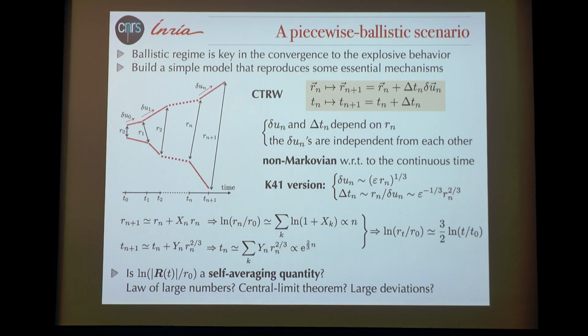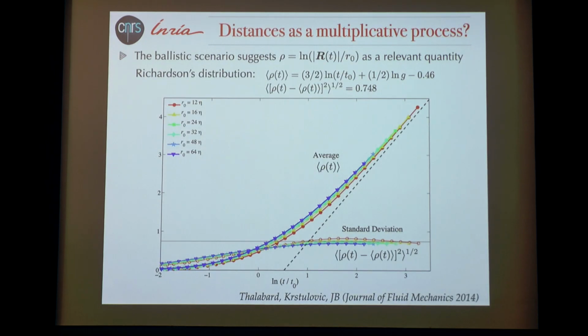Now we have tried to understand whether this log of separation is indeed a self-averaging quantity, whether it follows the central limit theorem or not, and whether there are large deviations. What is shown here is again data from numerical simulations. This time it's a bit different. What I call rho is the log of the separation distance, and what you see here is the average rho.